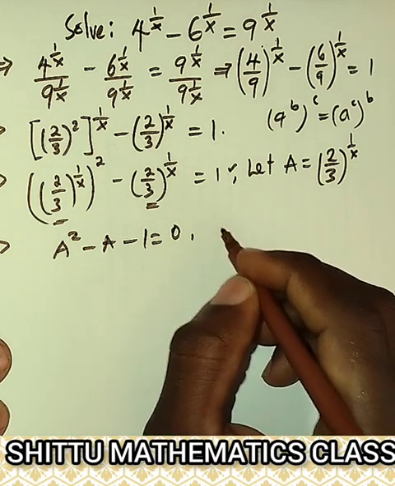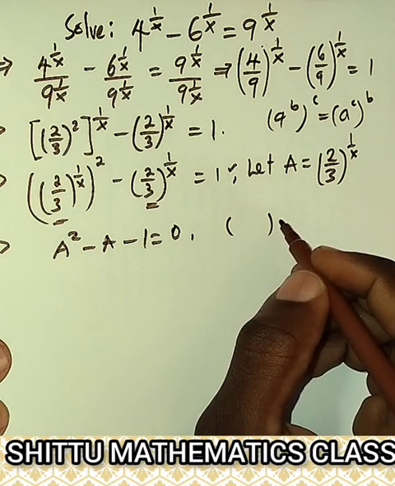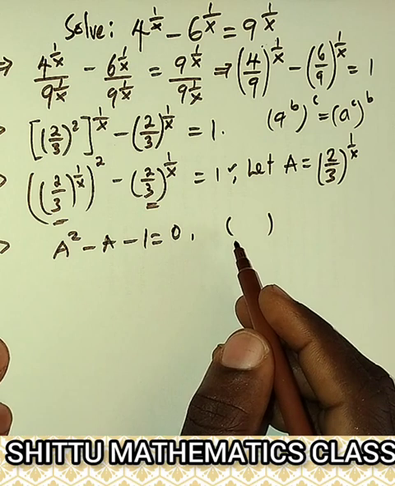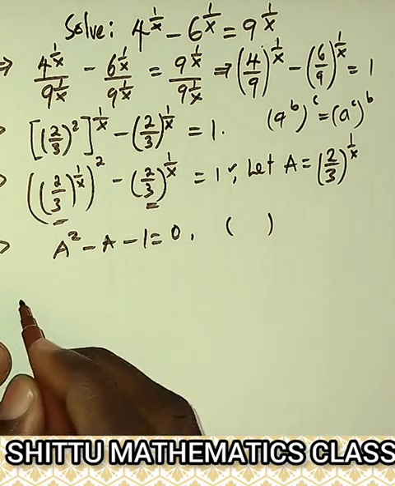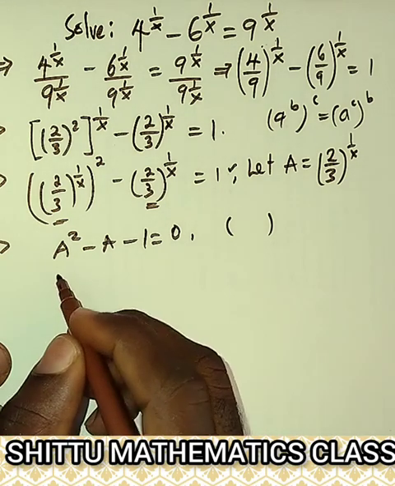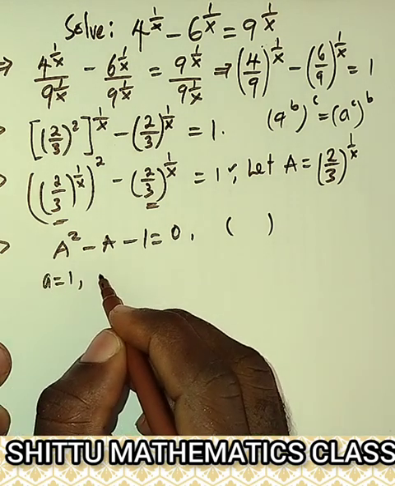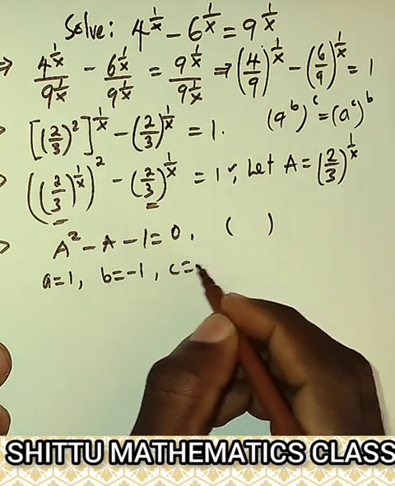Now doing this, we cannot use our factorization method here, but we are going to use the quadratic formula. So now we have our a to be 1, we have our b to be minus 1, and we have c to be minus 1.